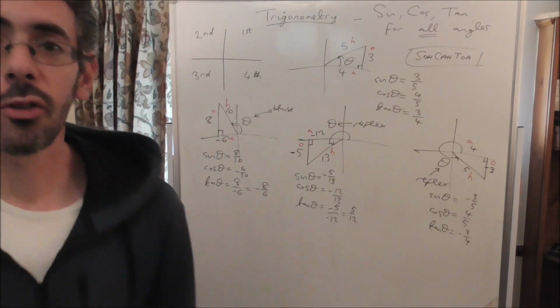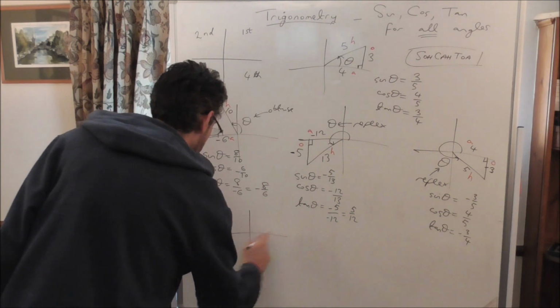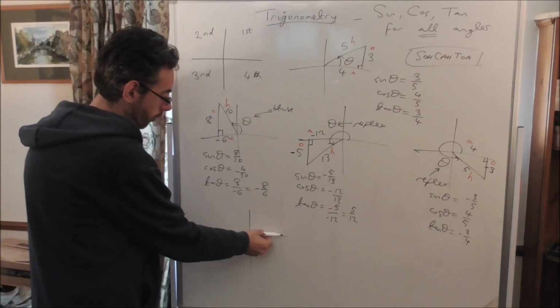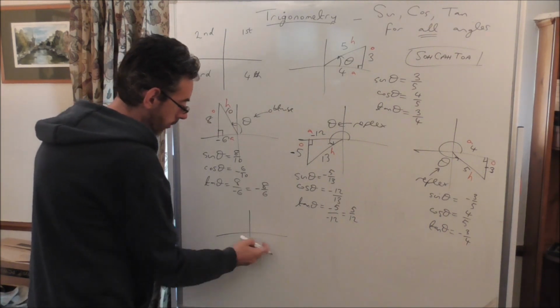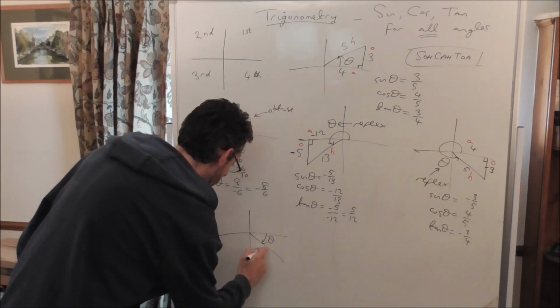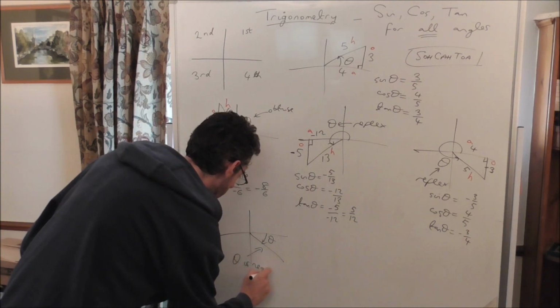Let's just do a couple more. Let's do a negative angle. So just do it down here. To do negative angles, remember you have to go clockwise round from this horizontal line. So let's do an angle between 0 and minus 90. Let's just do it over here, let's say. So theta is in the fourth quadrant, but theta is negative here.